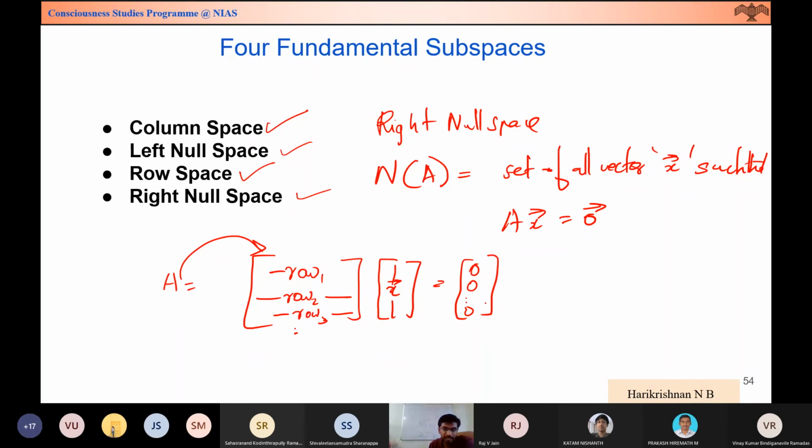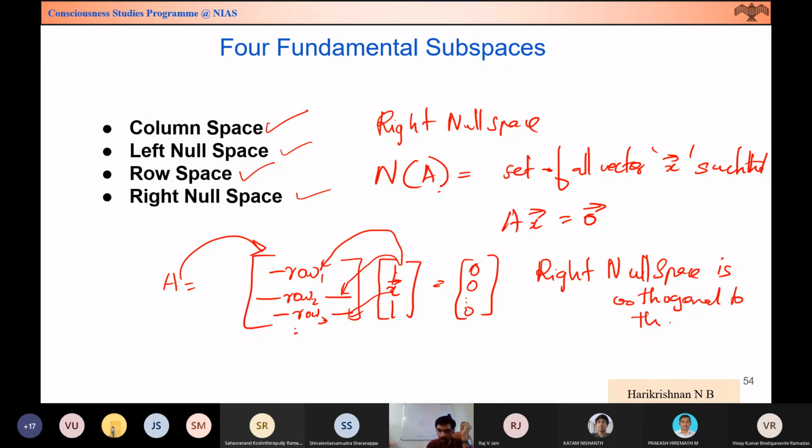So when I say Ax equals 0, and x is an element of the null space, the set of all x that satisfies Ax equals 0, this x is orthogonal to the rows of A. That means the right null space of A is orthogonal to the row space. So the right null space is orthogonal to the row space.